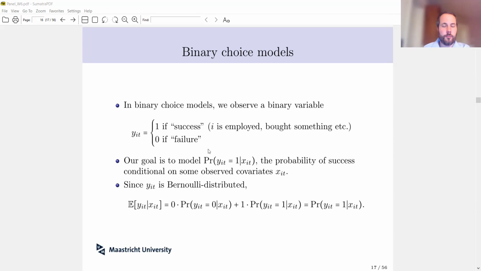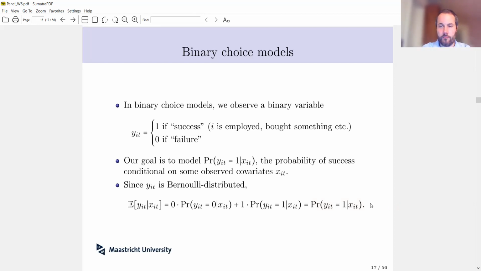Okay, so the goal is to model the probability of success given some x variables, so given some covariates, given some explanatory variables. Now, why? This is a Bernoulli distributed variable because it's 0, 1, and we just plug in the definition of the expectation. We have to look at the values that y takes: 0 times the probability of y being 0 plus 1 times the probability of y being 1. Therefore, the conditional expectation coincides with the conditional probability of being 1, conditional on the x's, of course.